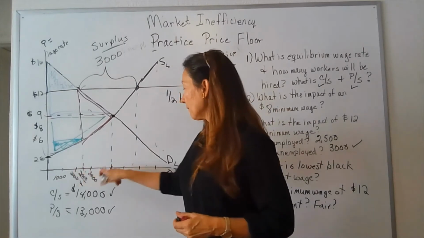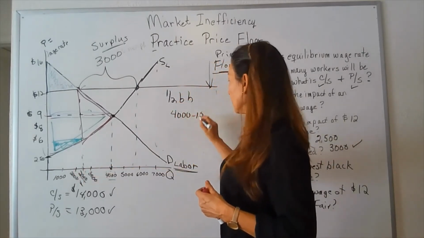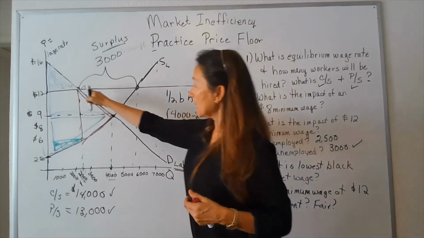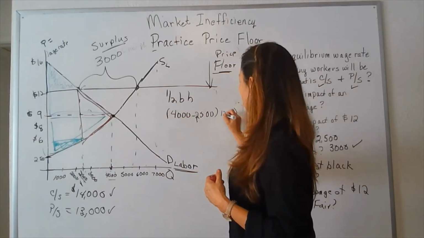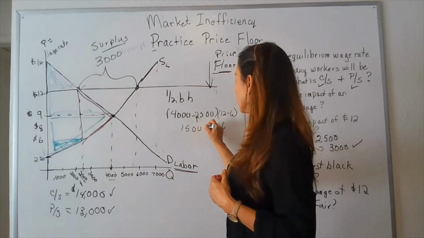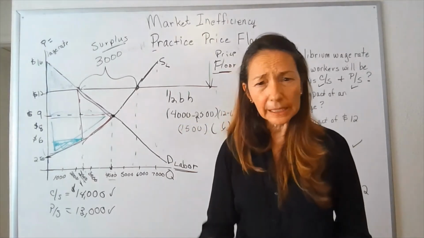The base being 4,000 minus 2,500, times the height of 12 minus 6. Okay, so that's 1,500 times 6. Oh, that's so messy. Sorry. Let me clean it up a little bit.